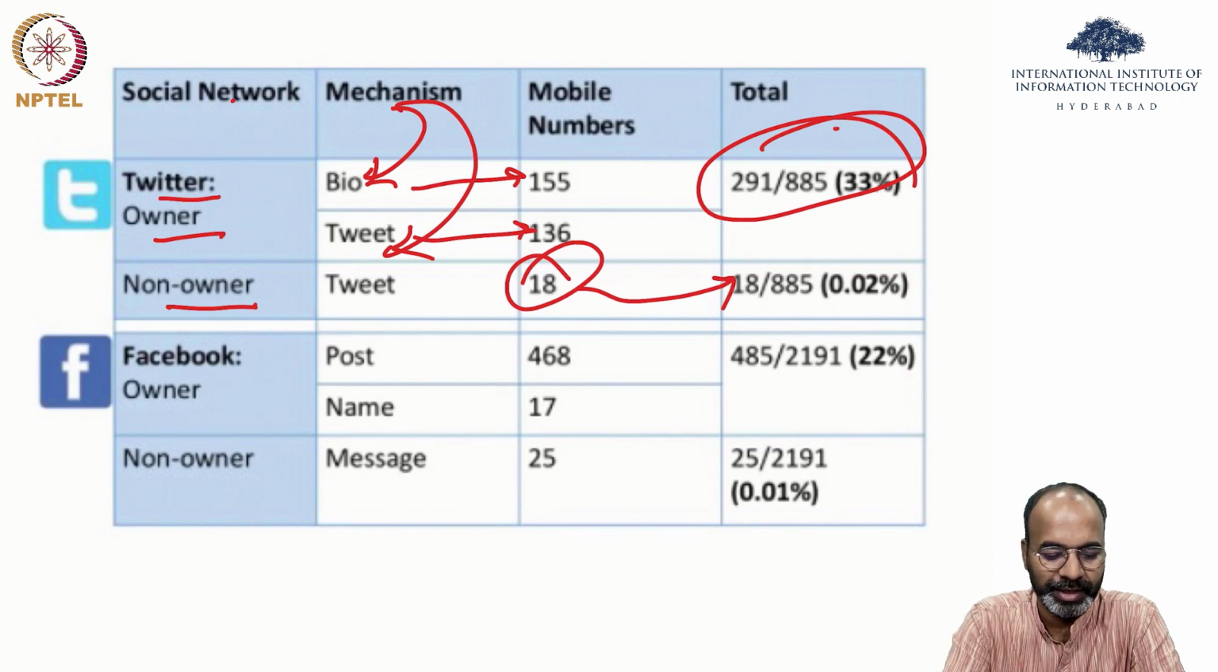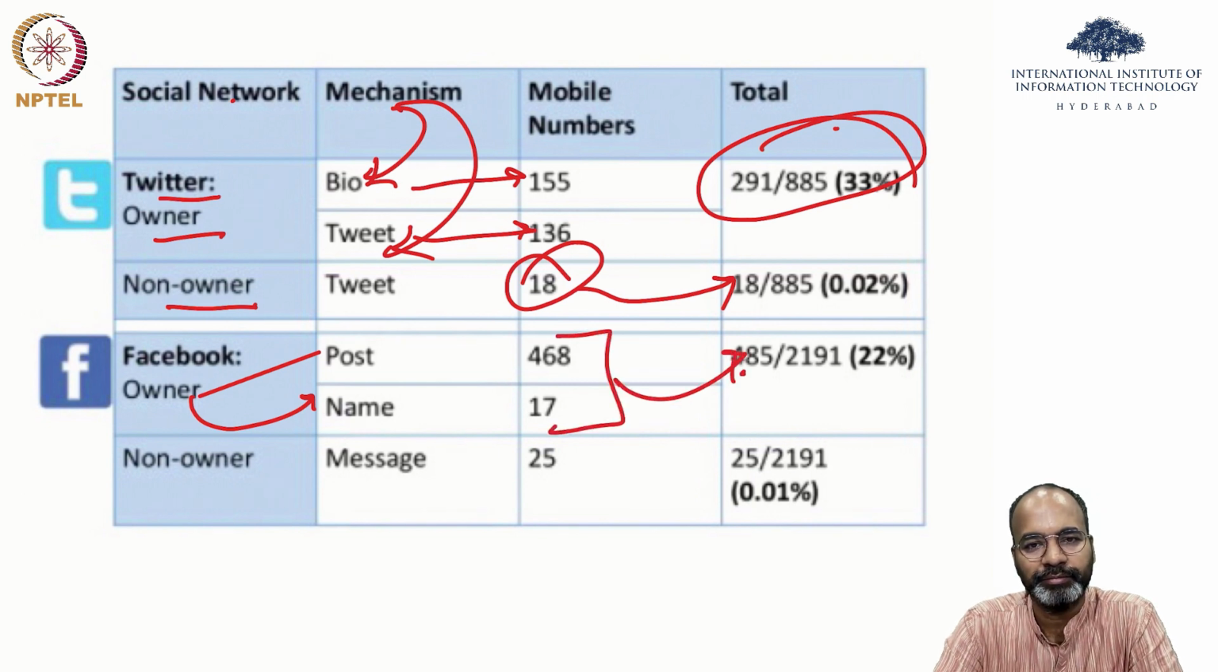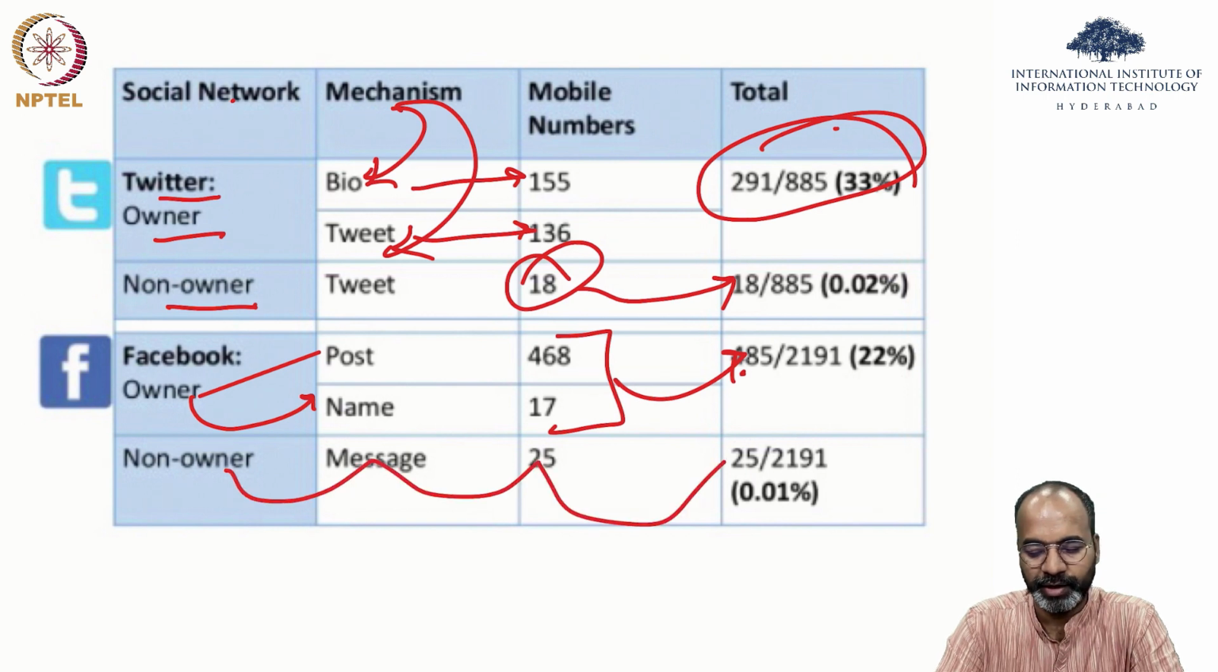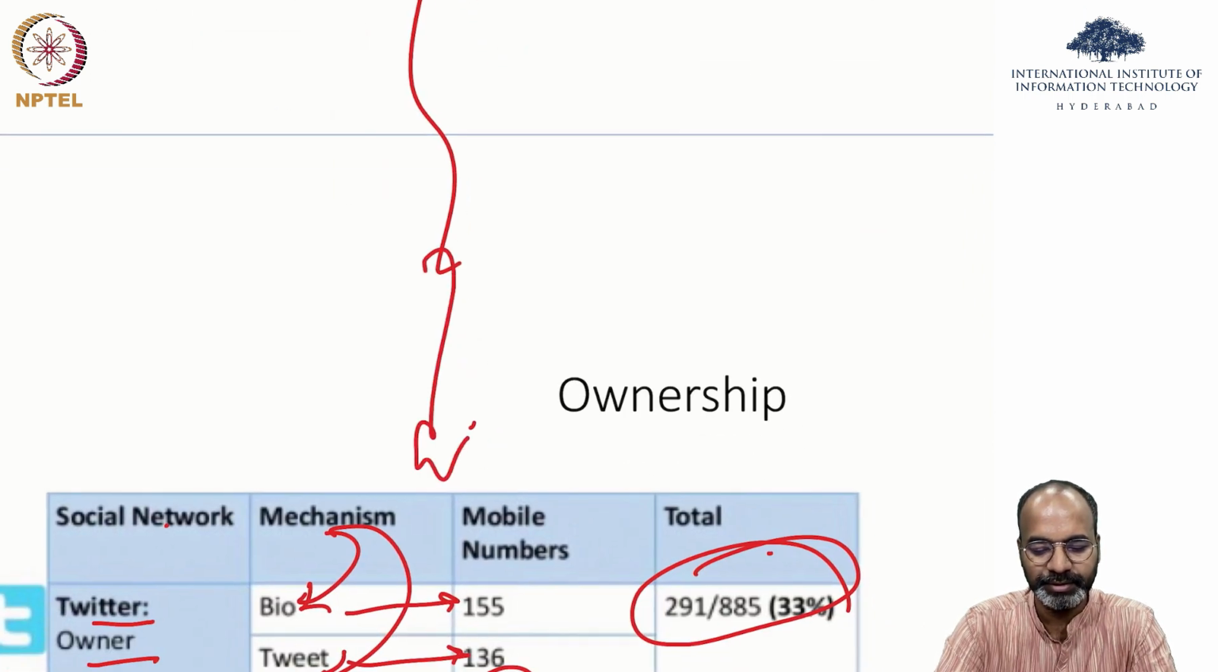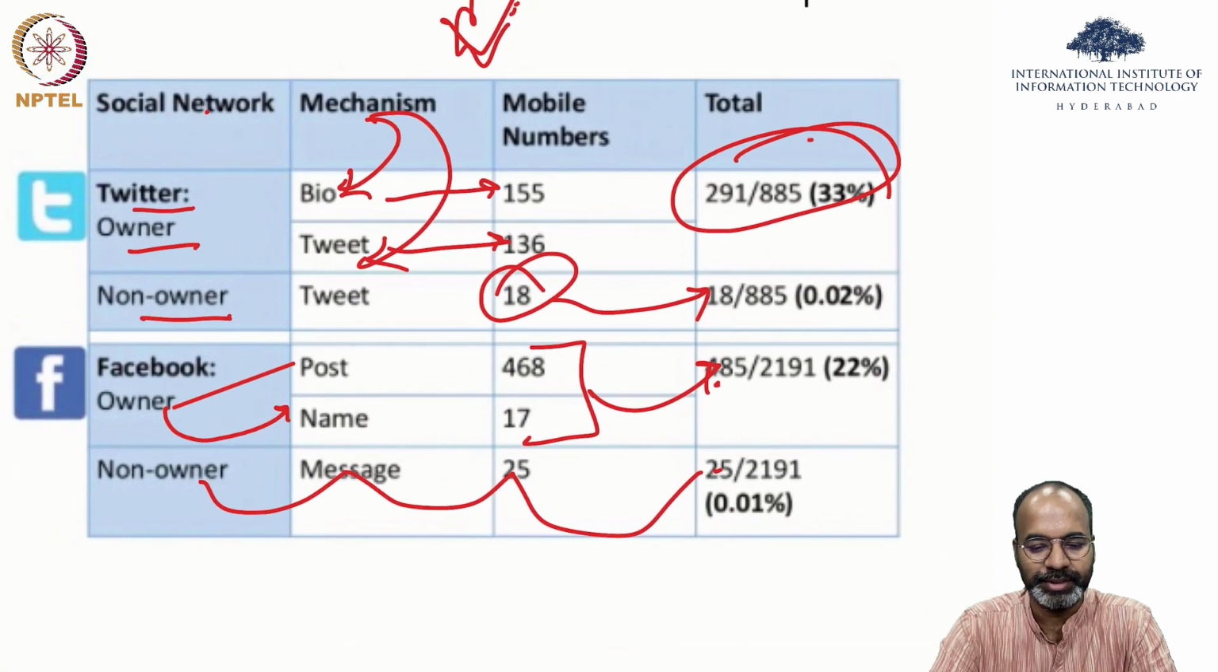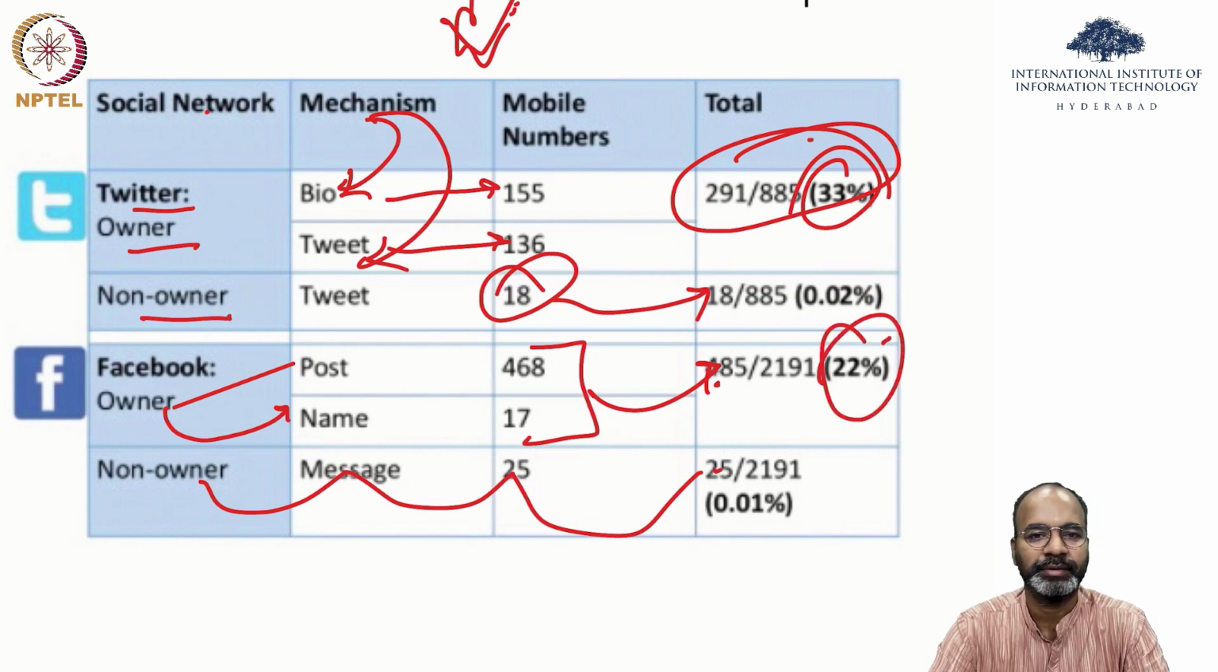In Facebook, again, the same thing. Facebook owner, post, name. The total is 485. 485 posts have users who have posted the number themselves. Non-owner is 25 and is about 0.01%. So essentially what this table is showing you is that, one, this mechanism, whatever you use, we can actually get these results. And it also shows that the majority of the times the numbers are being posted by the owner itself. Right, Twitter has 33%, and Facebook has 22%. Hope that helps to get a sense of what kind of data is getting shared, who's sharing the data, and what kind of data is getting shared.